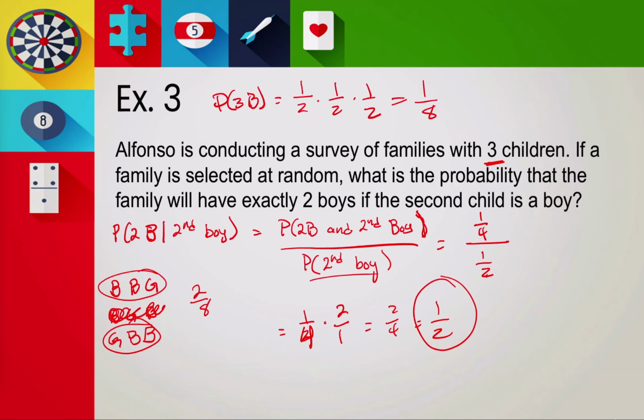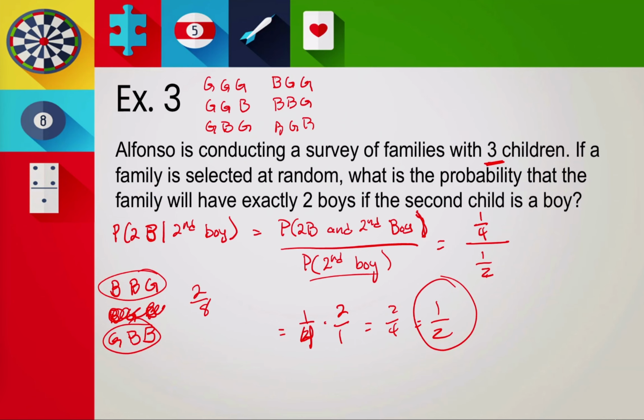Again, we could also write out the arrangements, right? You can have 3 girls. You can have girl, girl, boy, girl, boy, girl, boy, girl, girl. And then you can have boy, boy, girl, boy, girl, boy, girl, boy, boy, and then you can have 3 boys. So these are 8 different ways that you can have 3 children.